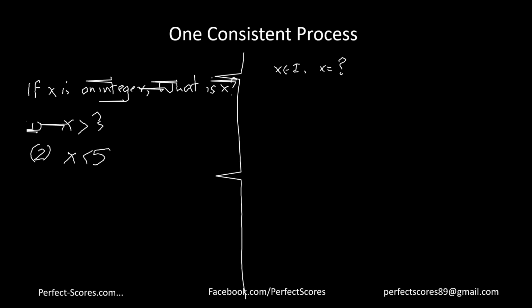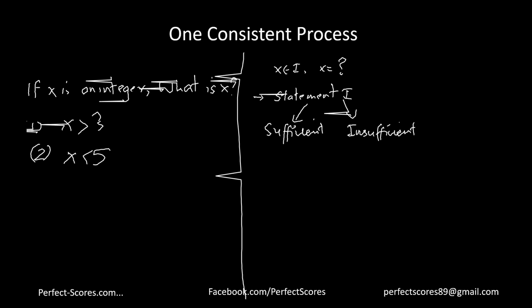So you do that. Then what you do is you first start with statement one. And once you do statement one, it is going to give you two things. Either statement one is going to be sufficient, or statement one is going to be insufficient. So it'll have two possibilities, right? So if you look at this question, the question says, if x is an integer, what is the value of x? Statement one says x is greater than 3. We don't have a value of x. X could be 4, x could be 5, x could be 6. So that means this statement is insufficient.